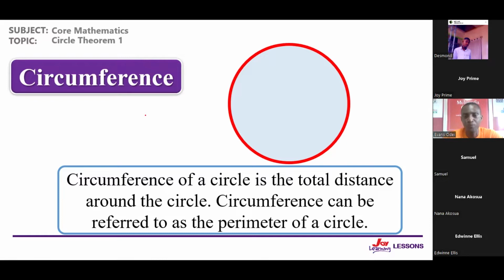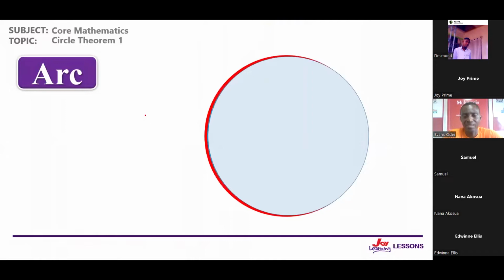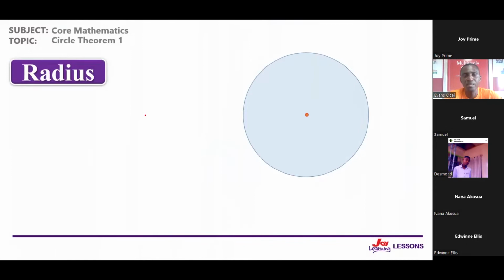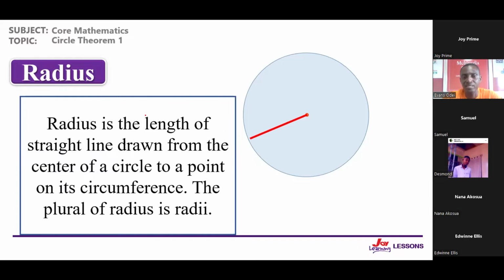And so let's talk about arc. What is an arc? Arc simply means part of a circumference. It's a portion of the circumference of a circle, that is arc. Then radius. We'll be using radius a lot in studying the circle theorem. So let's understand what a radius is. Radius simply means the length of a straight line drawn from the center of a circle to a point on its circumference. The plural of radius is radii. So if you hear me saying the word radii, radii simply means two or more radius.